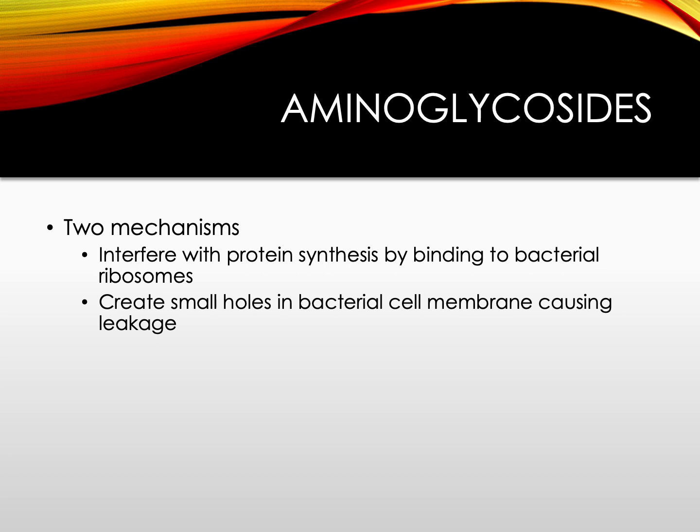Aminoglycosides include amikacin, gentamicin, tobramycin, and kanamycin. These drugs are derived from various strains of Actinomyces bacteria. Now, aminoglycosides work by either interfering with protein synthesis by binding to bacterial ribosomes or by creating small little holes in the bacterial cell membranes, which is going to cause leakage.